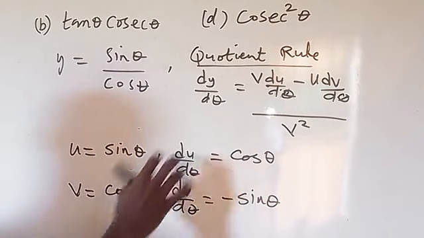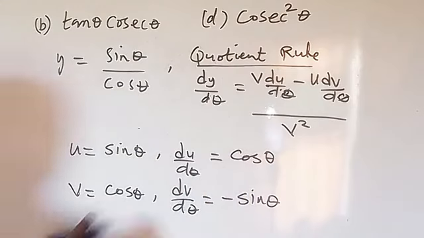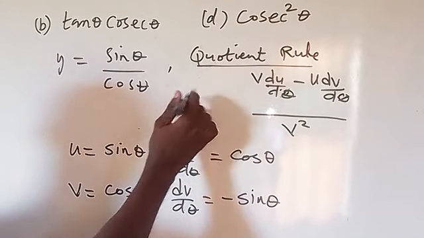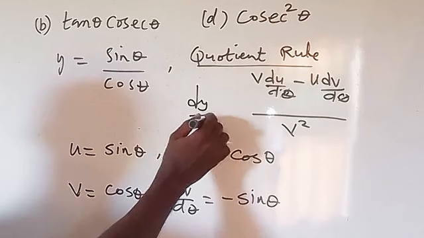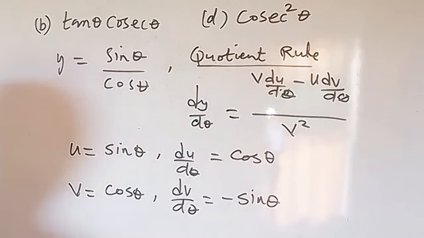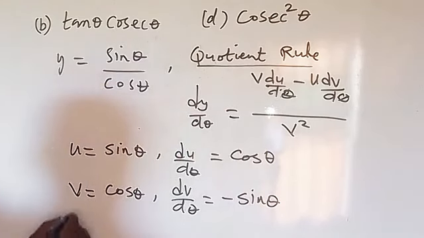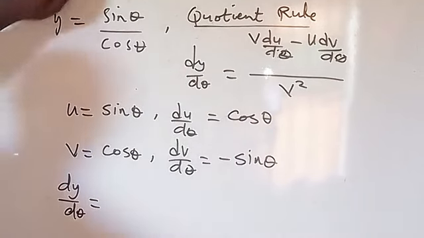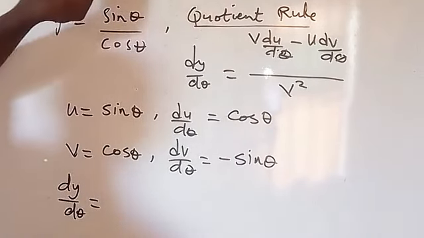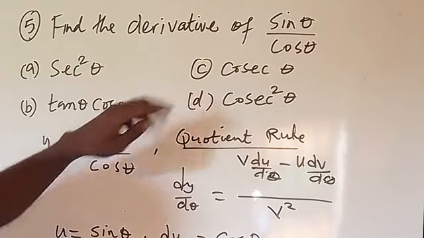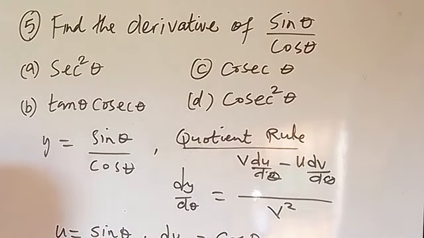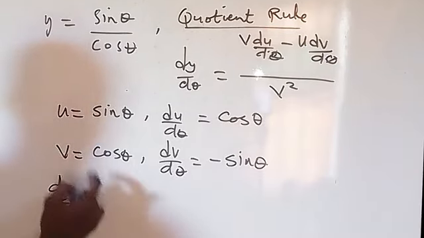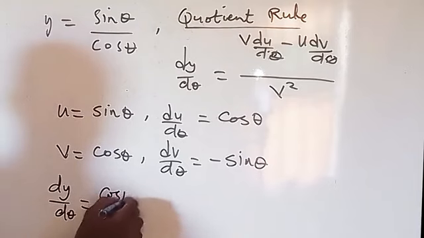What we need is to put all of this into the given formula. So it should be dy d theta equals this. Because here it's not going to be dy dx, since all these functions are functions of theta. So we keep v. What is v? Cos theta.